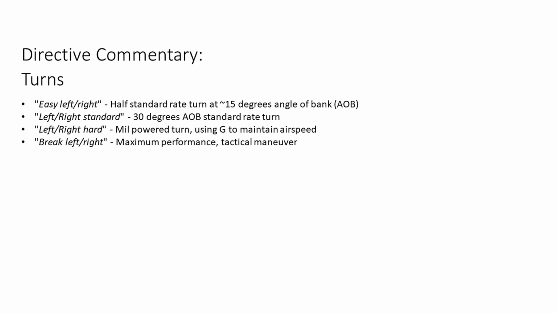So now we'll go through some of these terms. We'll start with turns. Easy left, easy right: that's half the standard turn rate, or 15 degrees angle of bank. Left-right standard, that's your 30-degree angle of bank turn. Left-right hard is a mil-power turn using G to maintain airspeed. And brake left and brake right is a maximum performance tactical maneuver, like if you're trying to get out of the way of a missile.